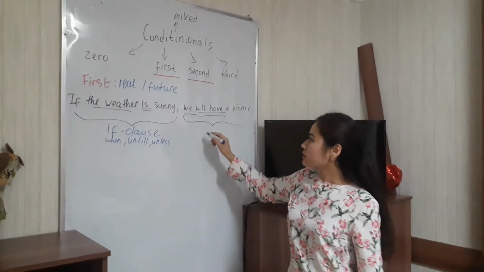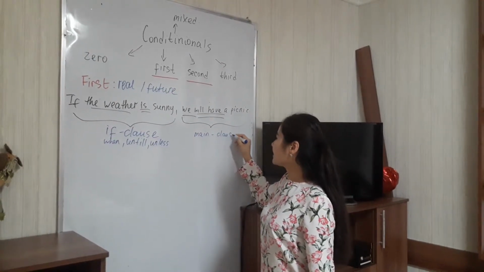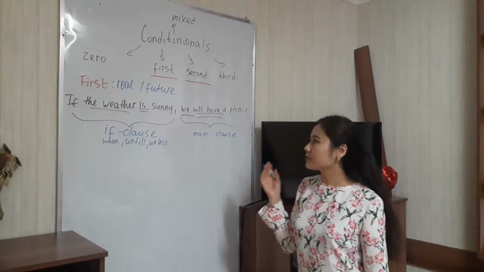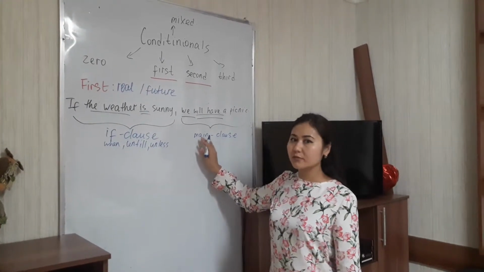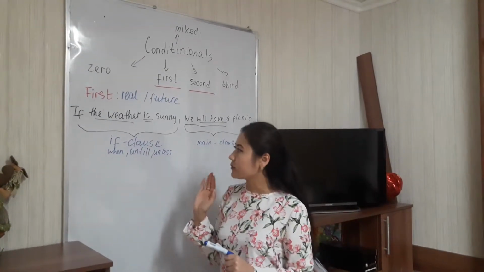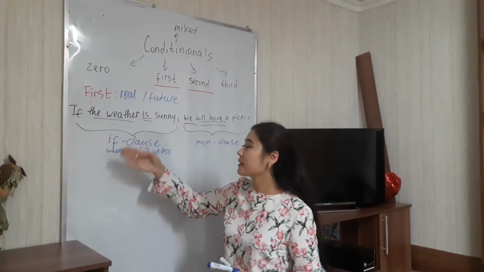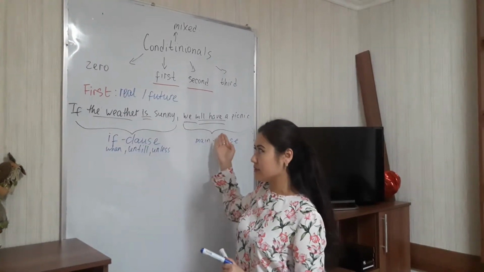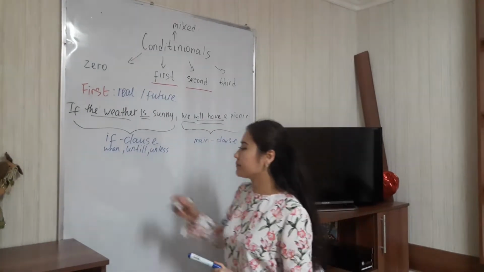The second part is called main clause. Why is it main clause? Because it gives you the main information, the gist of the sentence. That's why we can call it main. Now let's figure out and work out the structure of this sentence and find out which tense it is.